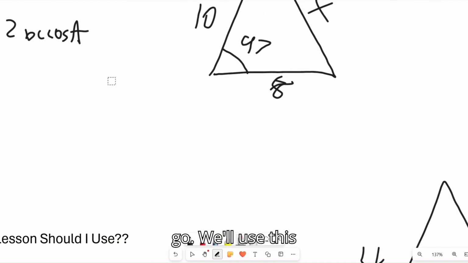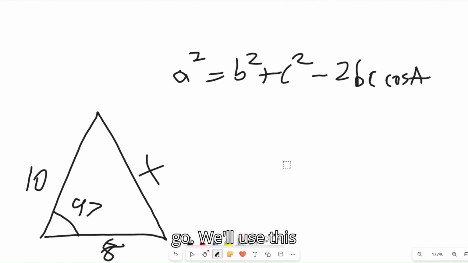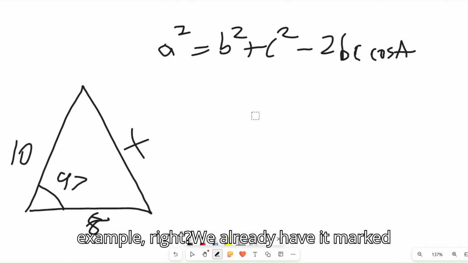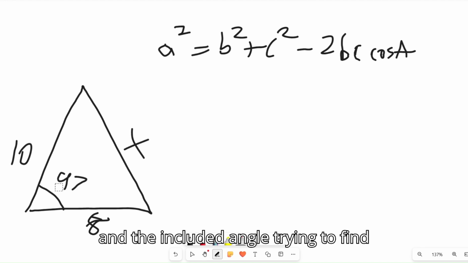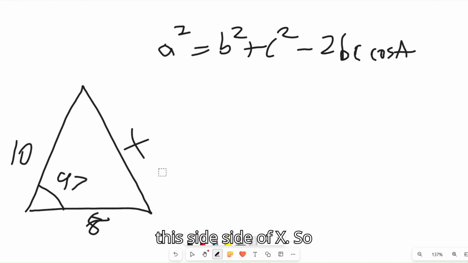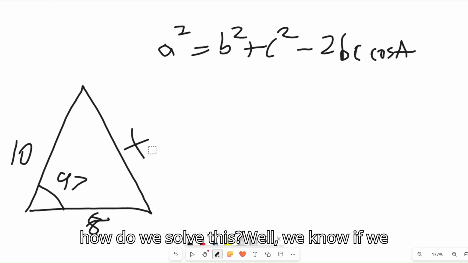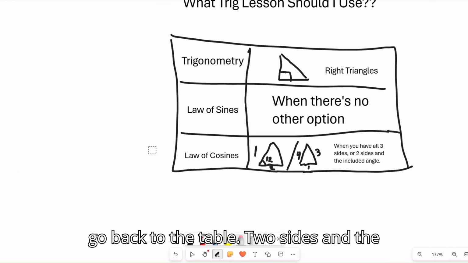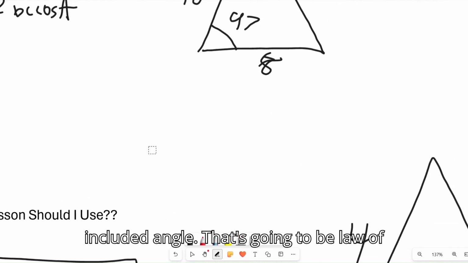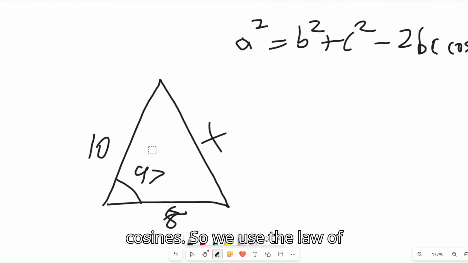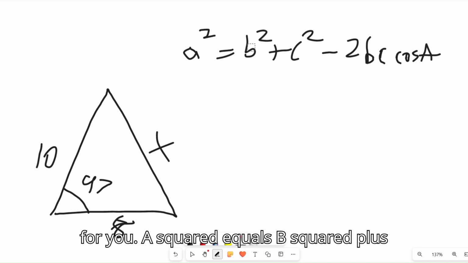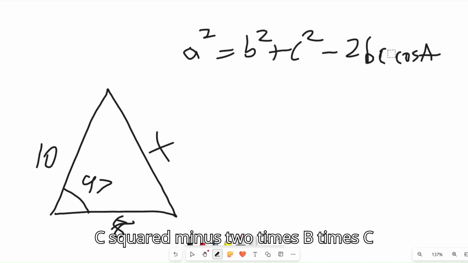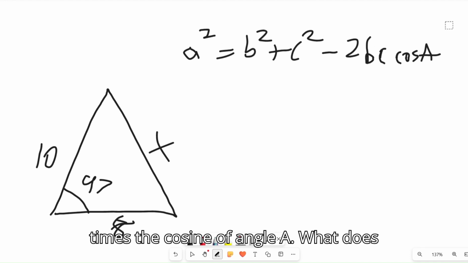So let's use this example, right? We already have it marked up. We have two sides and the included angle, trying to find this side, the side of x. So, how do we solve this? Well, if we go back to the table, two sides and the included angle is going to be law of cosines. So, we use the law of cosines right here. I already read it out for you. A squared equals b squared plus c squared minus 2 times b times c times the cosine of angle A.